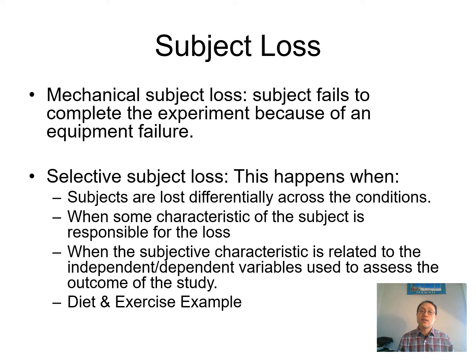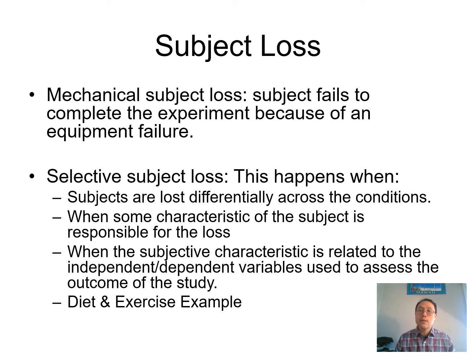The second type of subject loss is selective subject loss. This happens when subjects are lost differentially across conditions. You're thinking, well, what do you mean lost differentially across conditions? The easiest way to think of that is that in the control group you didn't lose any subjects, but in the experimental group you lost over 50% of your subjects, and this resulted in unequal n across groups. All right.